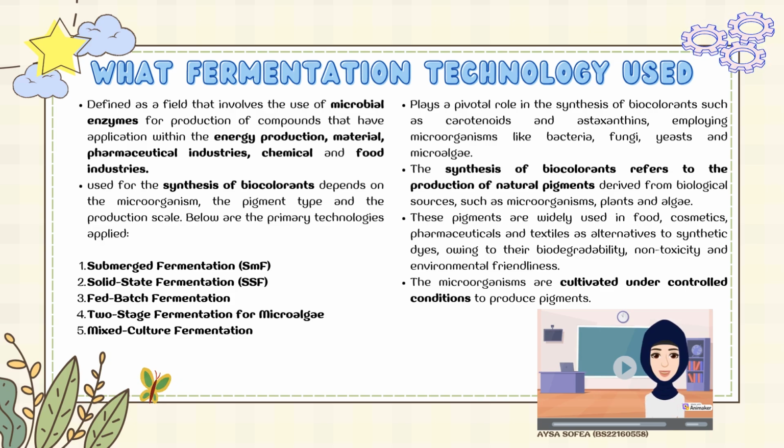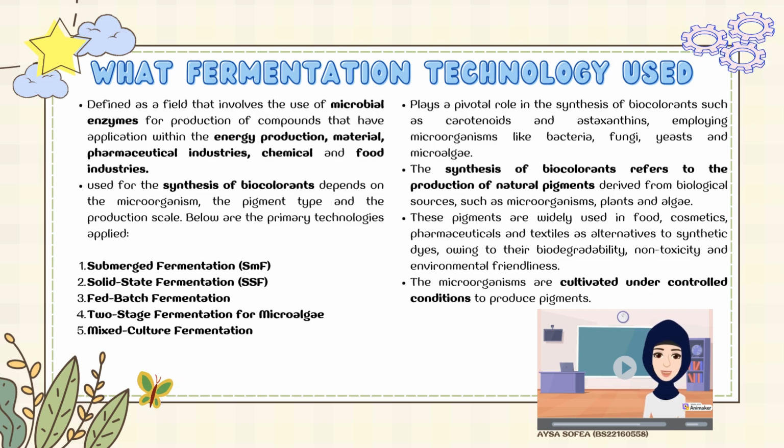The fermentation technology used for the synthesis of biocolorant depends on the microorganism, the pigment type, and the production scale. Below are the primary technologies applied, which are submerged fermentation, solid-state fermentation, fed-batch fermentation, two-stage fermentation for microalgae, and mixed culture fermentation. Industrial fermentation technology plays a pivotal role in the synthesis of biocolorants such as carotenoids and astaxanthin, employing microorganisms like bacteria, fungi, yeast, and microalgae.